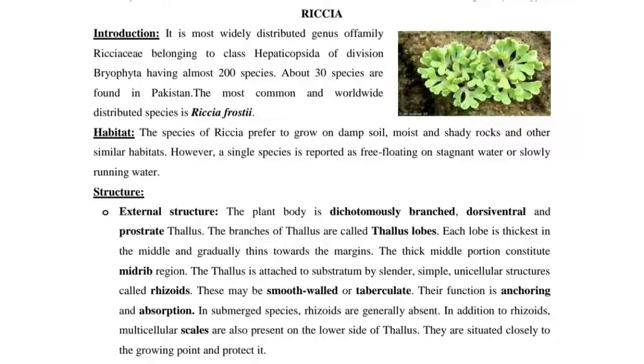The thallus is attached to the substratum by slender, simple, unicellular structures called rhizoids. These may be smooth-walled or tuberculate. Their function is anchoring and absorption. In submerged species, rhizoids are generally absent. In addition to rhizoids, multicellular scales are also present on the lower side of the thallus. They are situated close to the growing point and protect it.